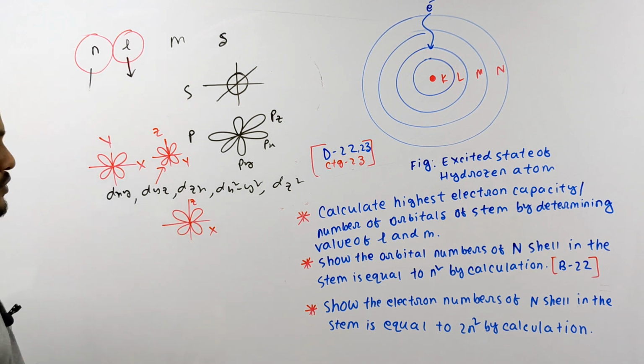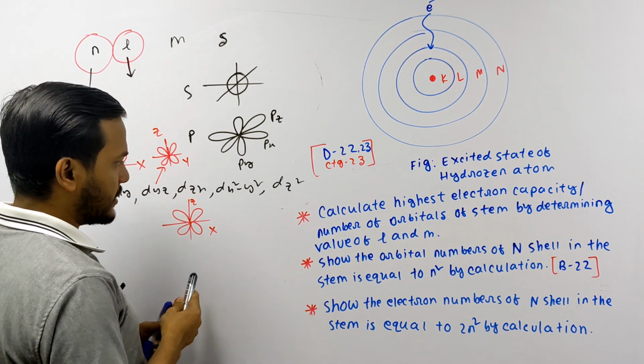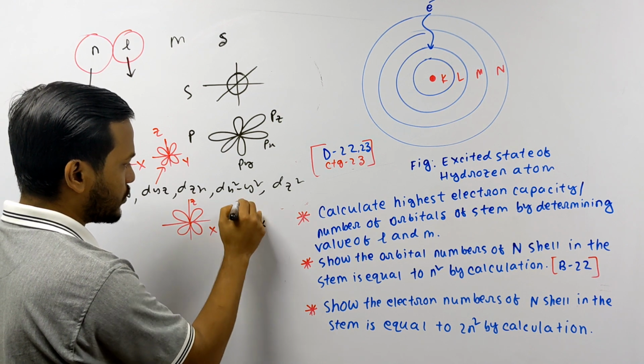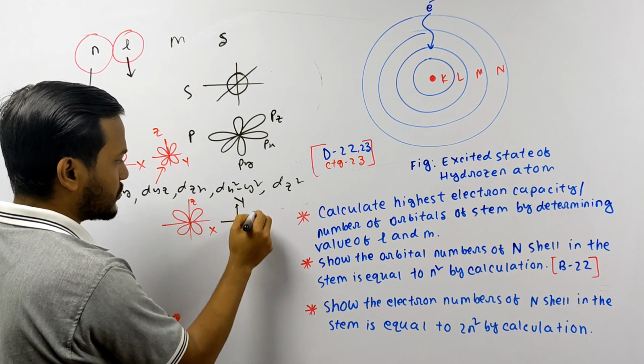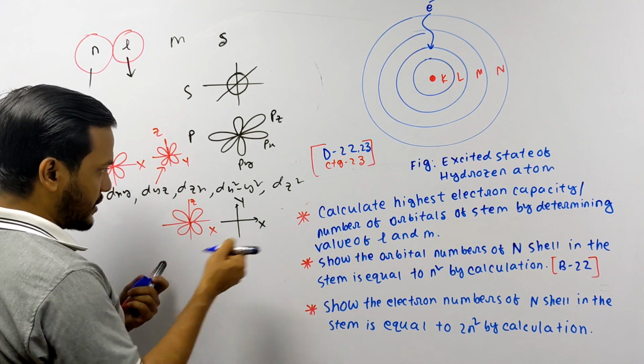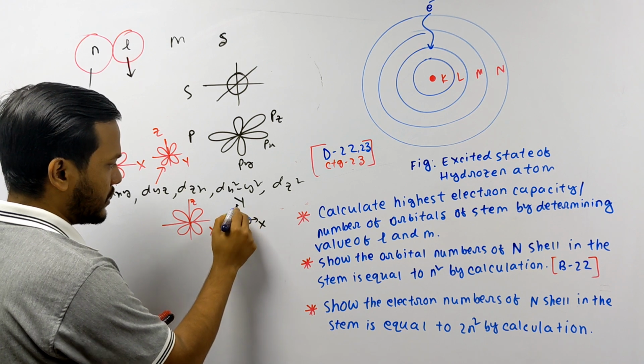Now dx square minus y square and dz square. Dz square is like that. For dx square minus y square, suppose this is x axis and this is y axis. So dx square minus y square is along the axes. Okay, this is x axis. Okay, dxy is like this one.